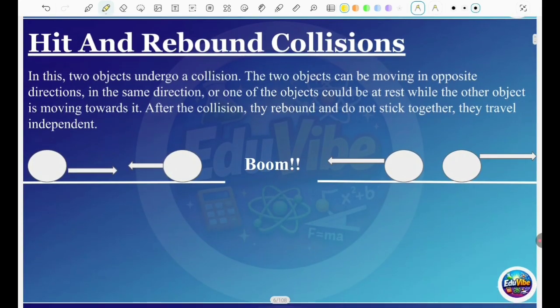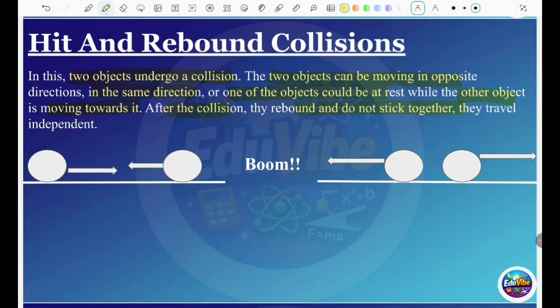We have these types of things: three kinds of collisions and explosions. The first one we consider is the hit and rebound collisions. In this, two objects undergo a collision, moving in opposite directions or in the same direction, or one would be at rest and the other object is moving towards it. After this collision, a rebound happens. They do not stick together.